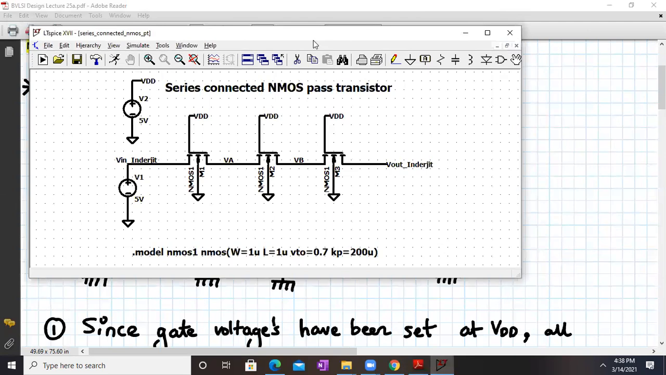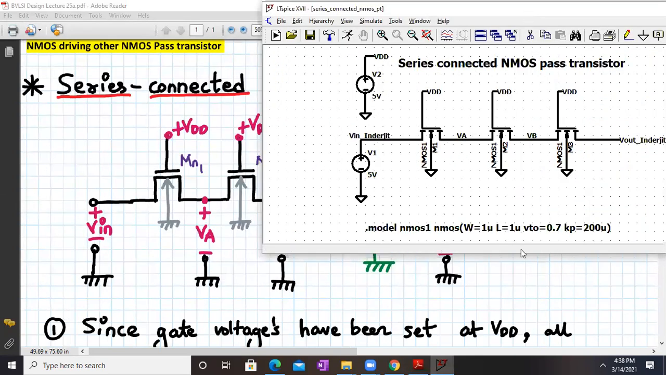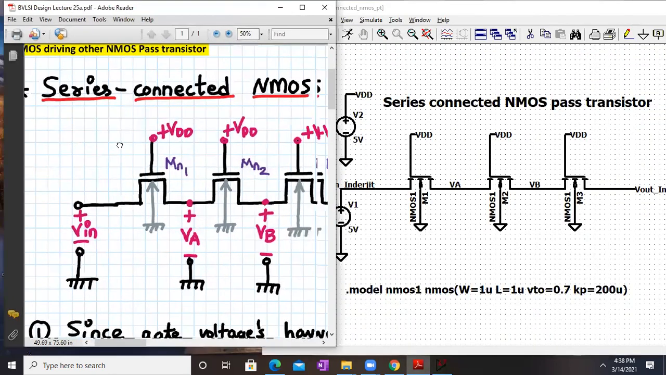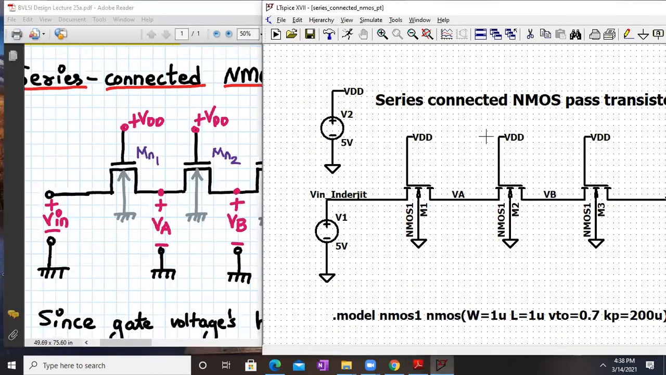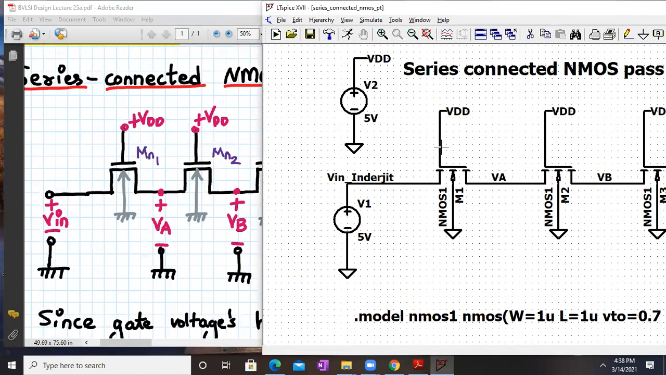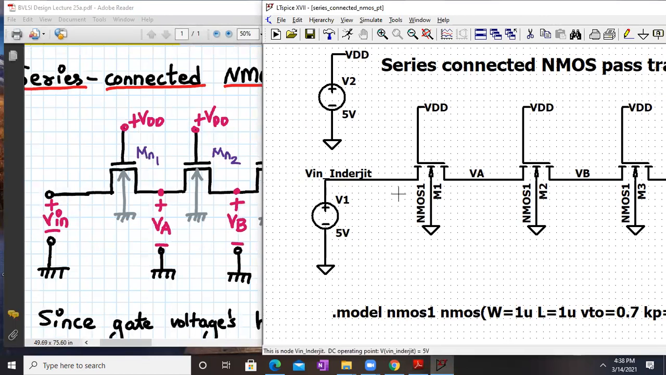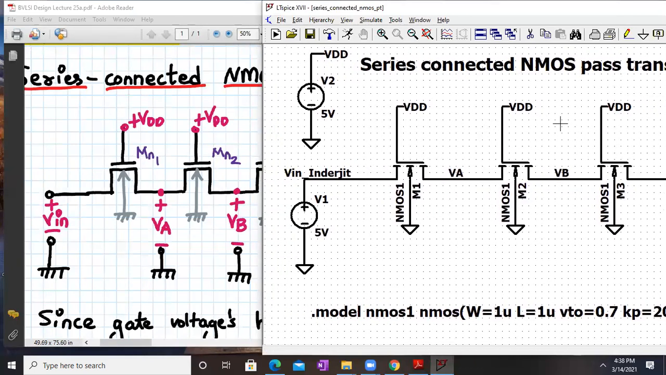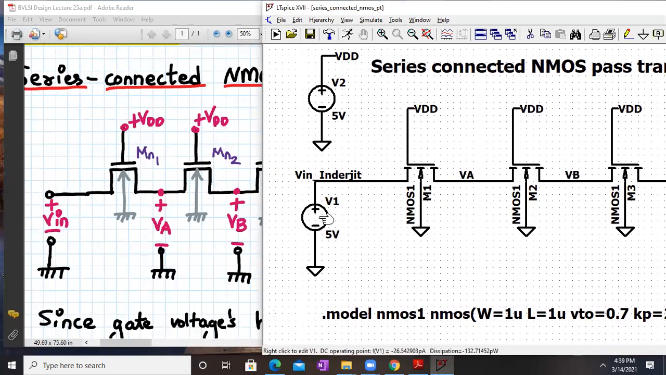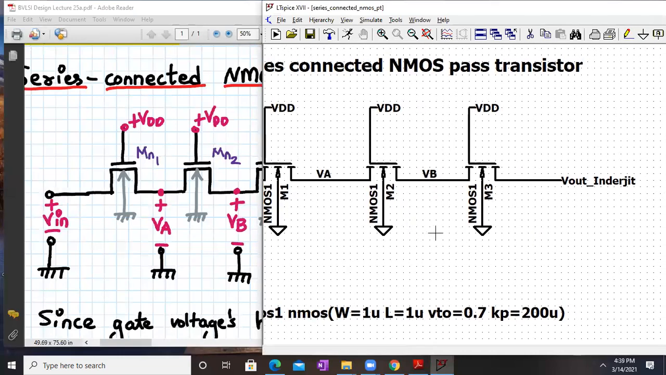Okay, so this is the same circuit. First we'll directly simulate, and then we'll come back to the theory or the concept. This is the first transistor MN1, called here M1, and the gate terminals of all three are connected to VDD. Remember, the substrate or body terminal of all the NMOS transistors should be connected to ground in this case. We can apply Vin as 5 volt and Vin as 0 volt, and we need to note down how much is the VA voltage, VB voltage, and Vout voltage.